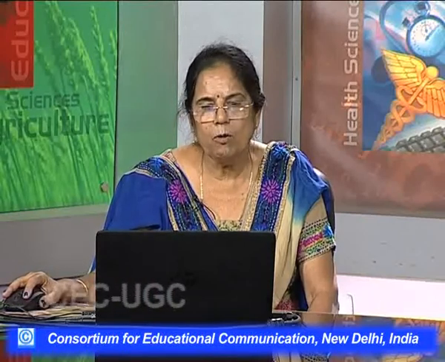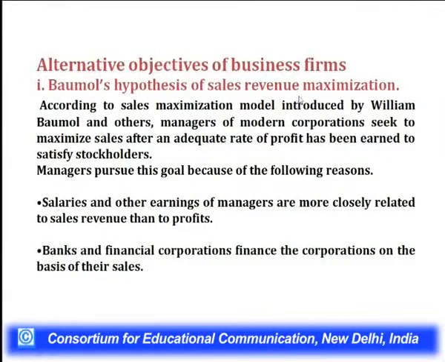They are: number one is Baumol's hypothesis of sales revenue maximization. According to the sales maximization model introduced by William Baumol and others, managers of modern corporations seek to maximize sales after an adequate rate of profit has been earned to satisfy stockholders. Managers pursue this goal because of the following reasons.